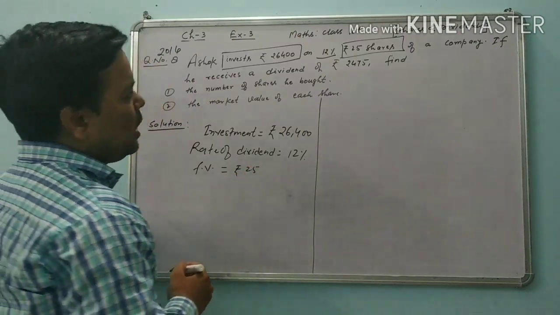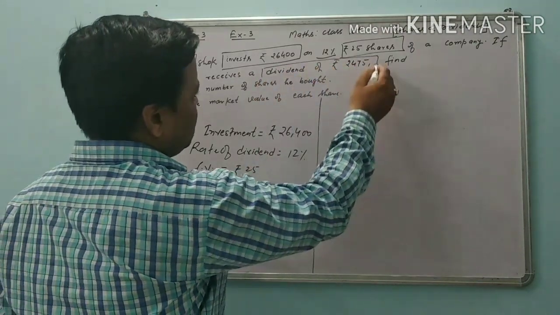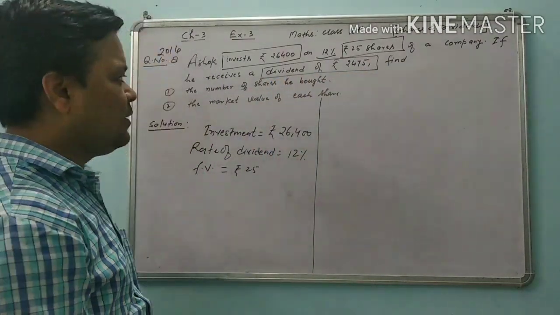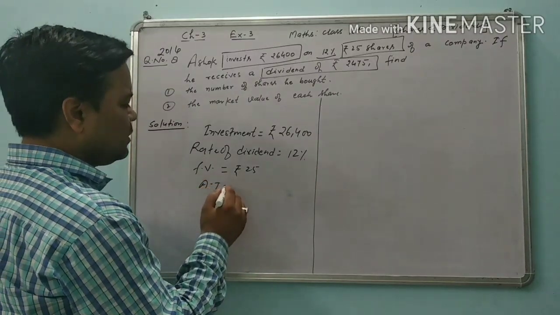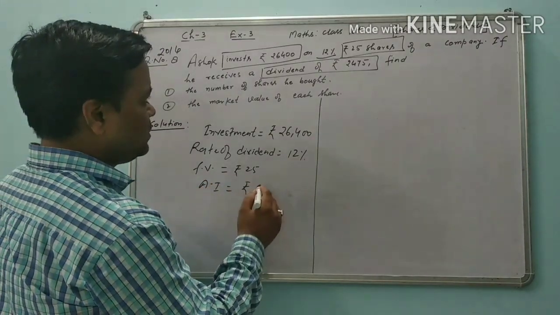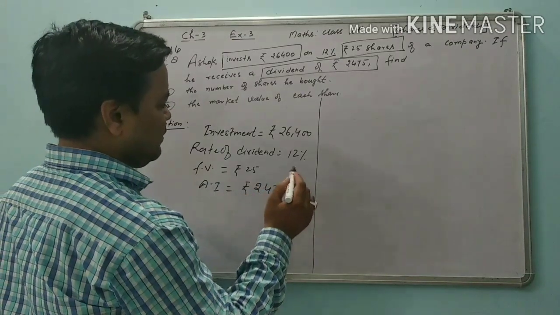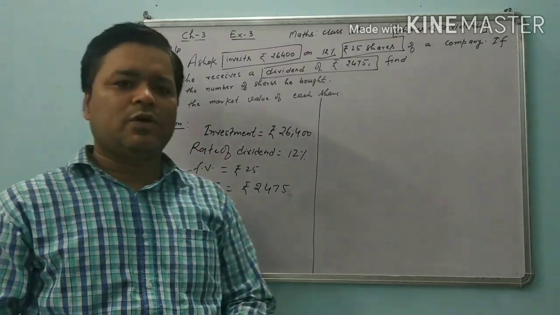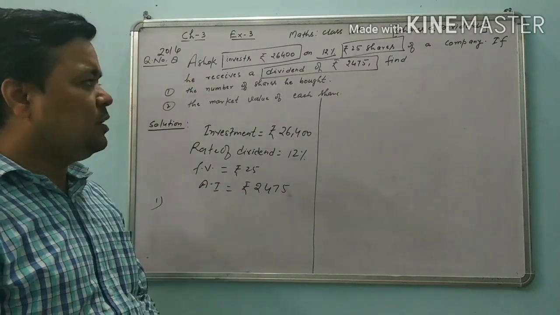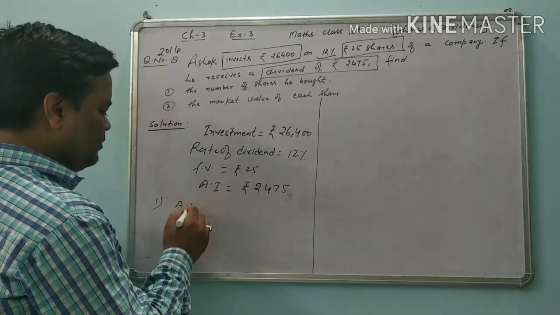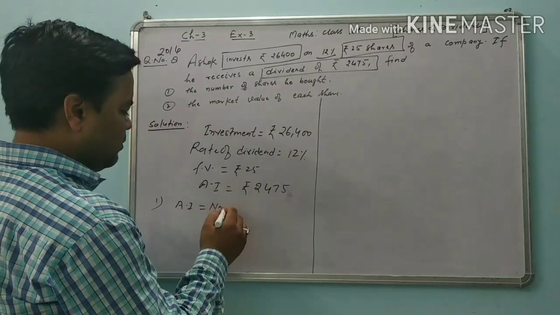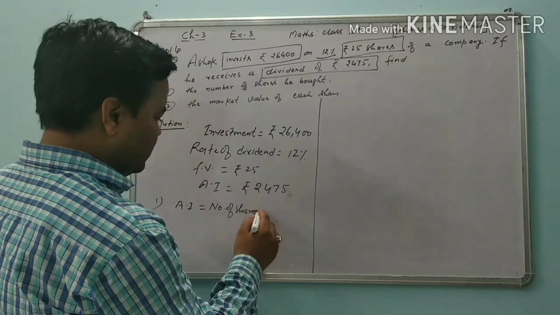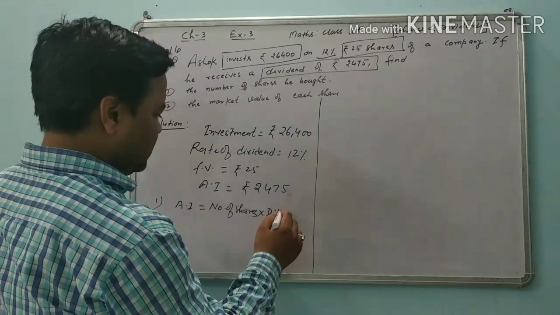He receives a dividend, which means the amount of dividend is given, and you know that dividend is the annual income, that is rupees 2,475. Then for solving the question, we should use the formula suitable for it. We know the formula: annual income or dividend is equal to number of shares into dividend percent into face value.